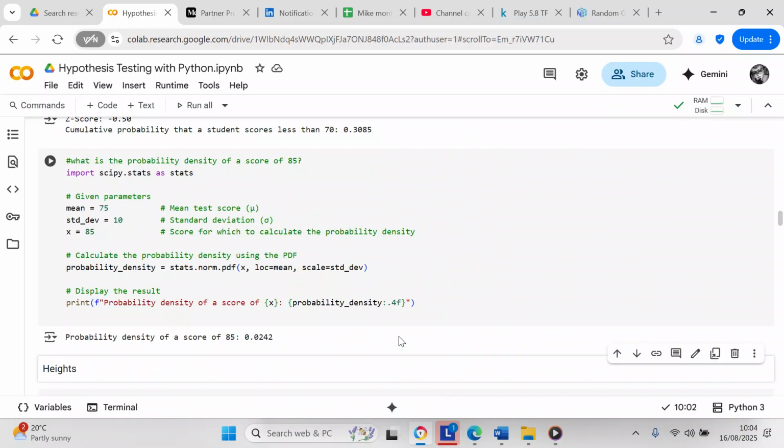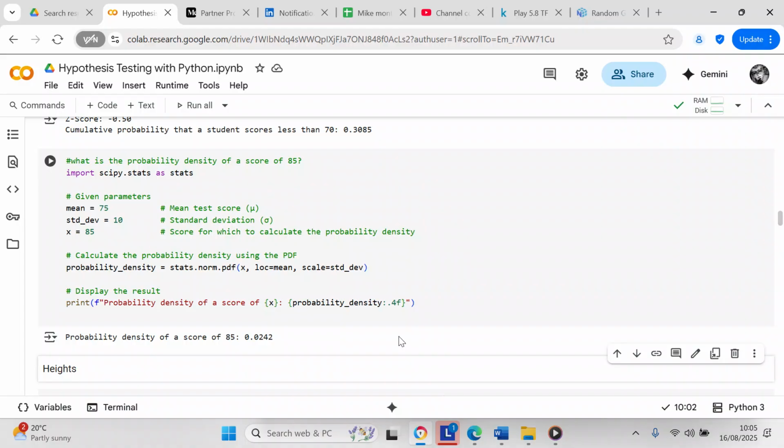Then you have: what is the probability density of a score of 85? Probability density is your probability density function, and that's another function within statistics. We're going to import scipy.stats as stats, the scientific library and the statistical module within scipy, which we're just going to call stats. We define our parameters as mean equals 75, standard deviation equals 10, and x equals 85. We're going to calculate the probability density using PDF.